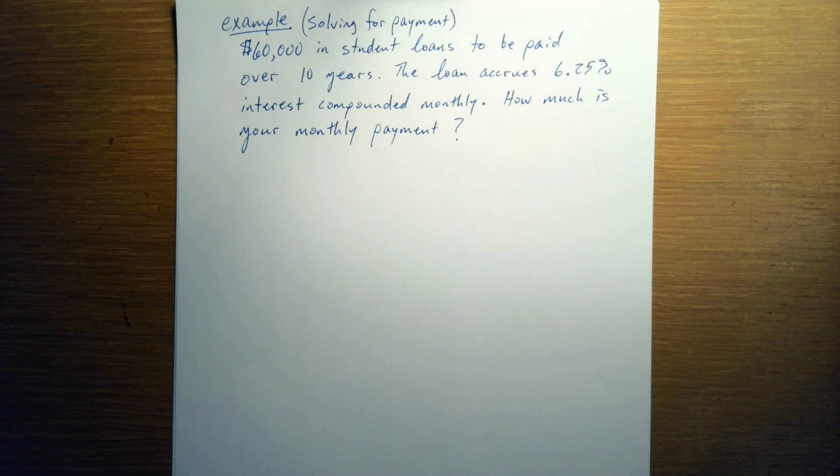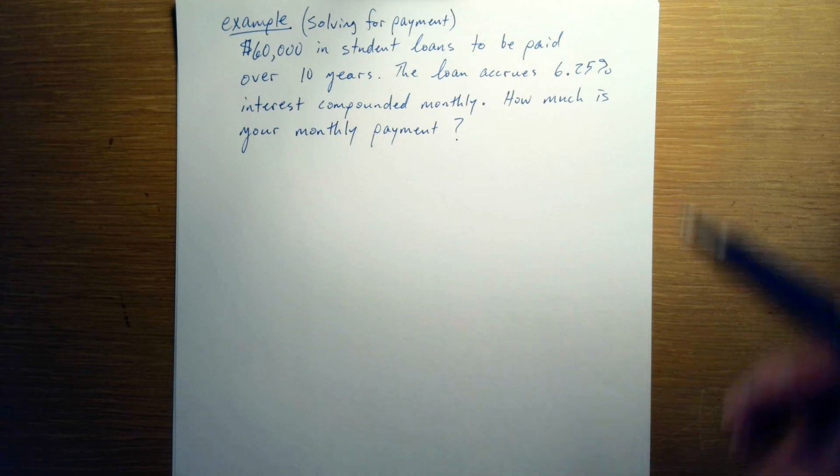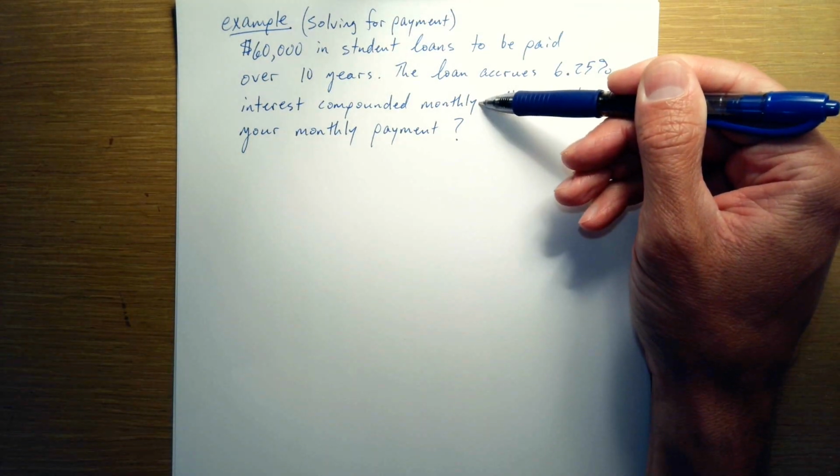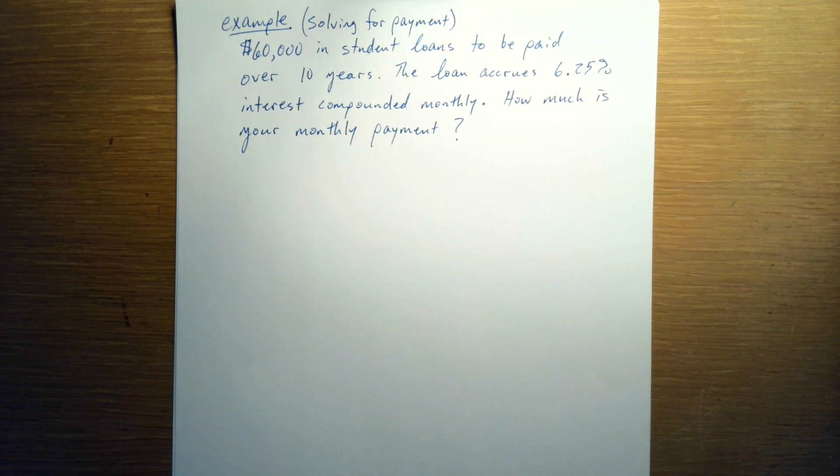So let's say in total you have $60,000 of student loans, and you want to take 10 years to pay them off. The loans accrue interest, and it's compound interest, just like if you were saving money, except now it counts against you. And so you have a nominal rate, 6.25%, and it's compounded monthly. So our question is, if you want to pay off the student loan over 10 years, $60,000, how much is your monthly payment?